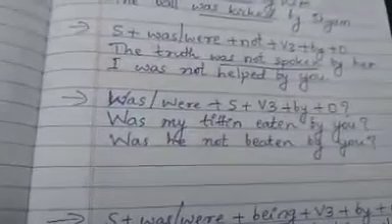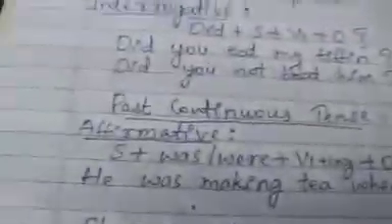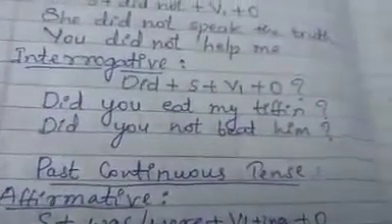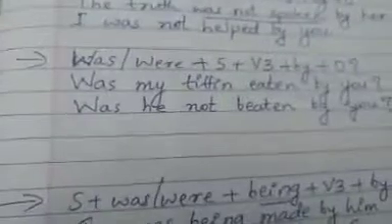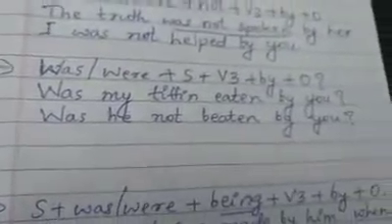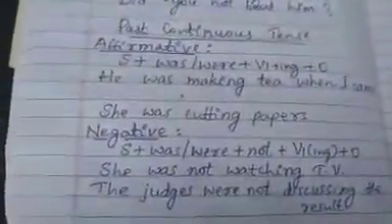Did you not beat him? That will become: Was he not beaten by you? That is the passive voice of did you not beat him. Next, past continuous tense in active voice.